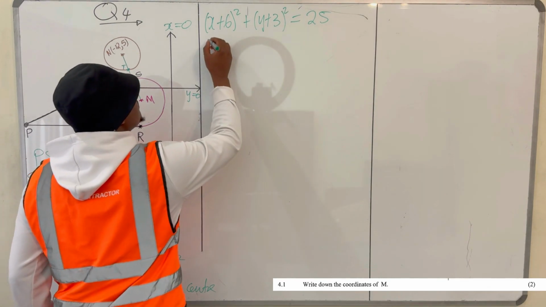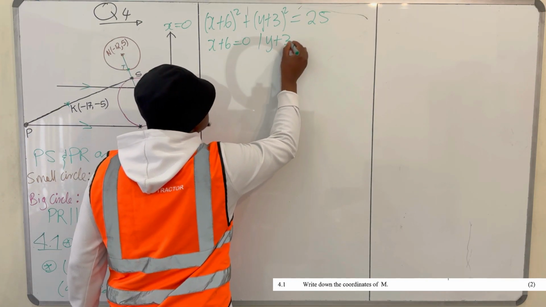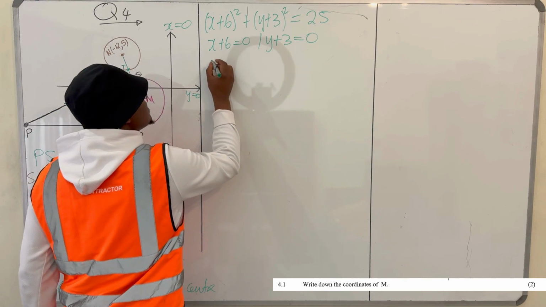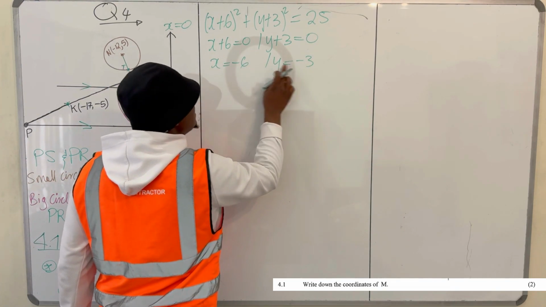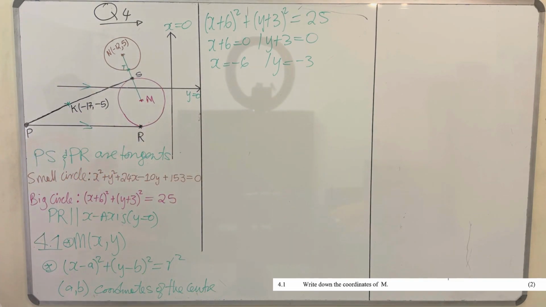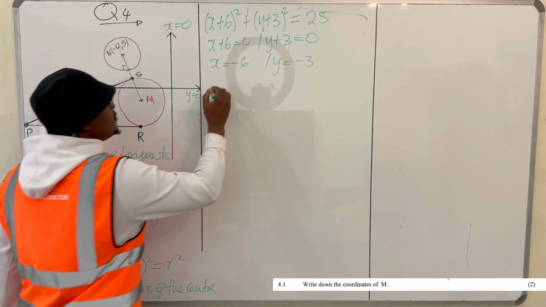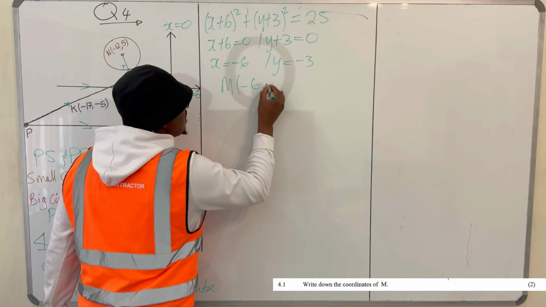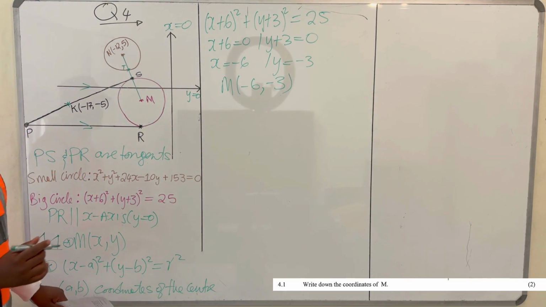So, you say x plus 6 is equal to 0, or y plus 3 is equal to 0. Solve for x here, your x is equal to minus 6, and your y is equal to minus 3. So these values are the coordinates of the center of your circle. And your center of your circle is M, so the coordinates of M are minus 6 and minus 3. So we're done with the first question, which is 4.1.